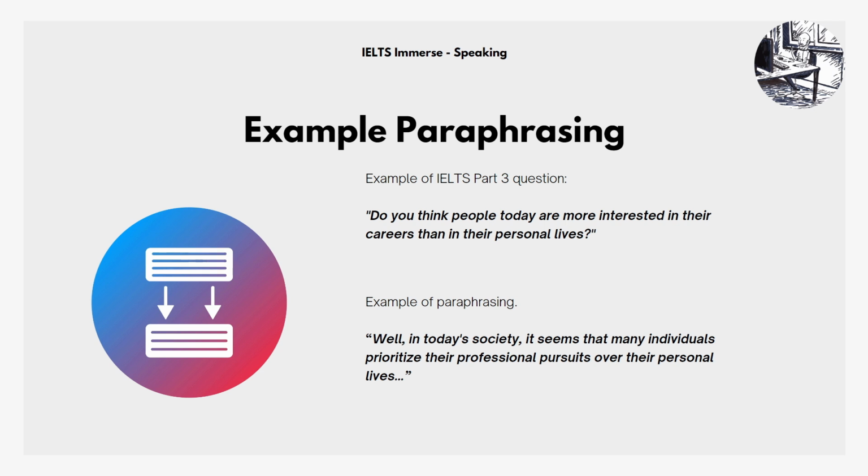As you see, I have paraphrased the question. I've used some synonyms. For example, instead of people of today, I could say today's society. Instead of saying people, I've also used the word individuals. And instead of saying more interested, I have said prioritize.